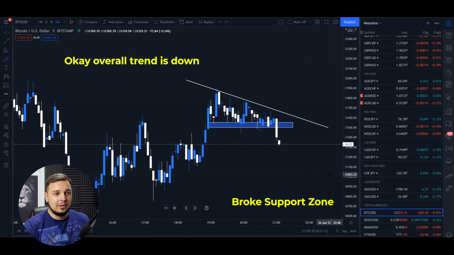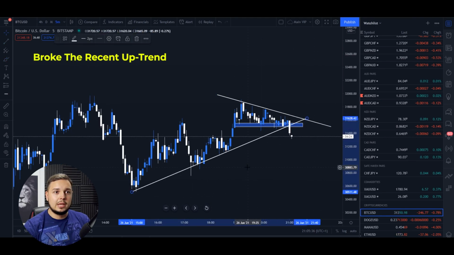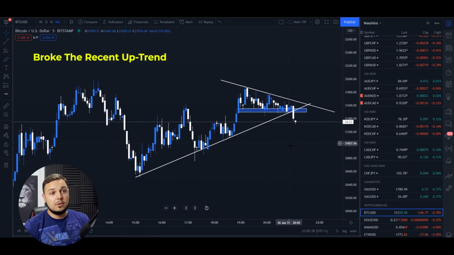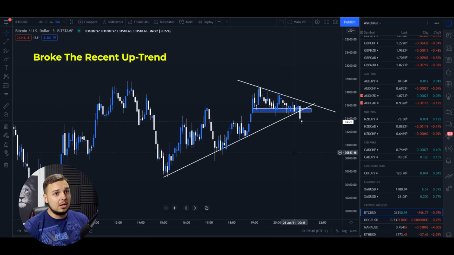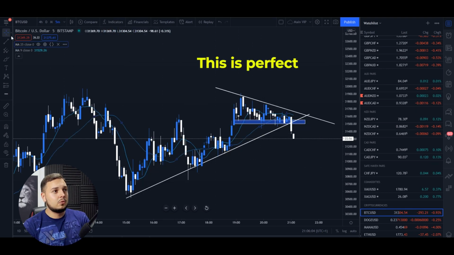This is the ideal scenario that we like. We also have this area zone over here that was broken as well. So definitely it looks like a good short trade. However, what I'm going to do is open a few indicators. I'm going to use the two moving averages, 25 and 50, and see what's going on.